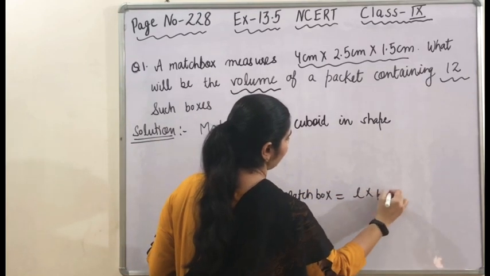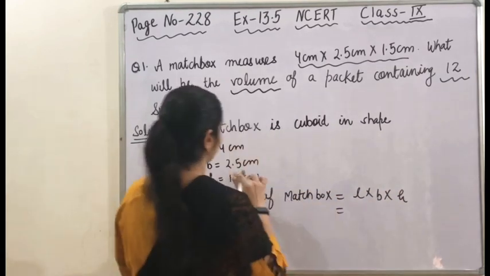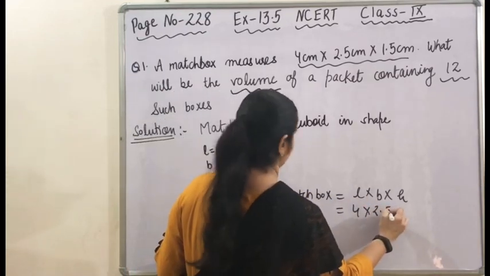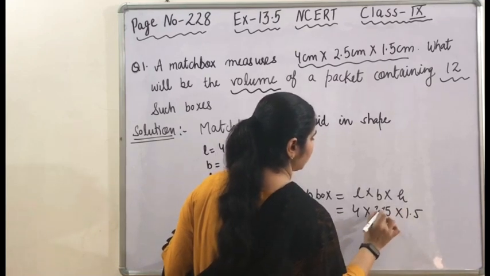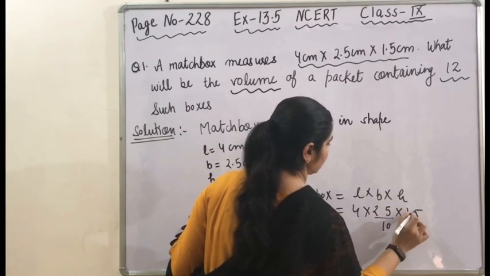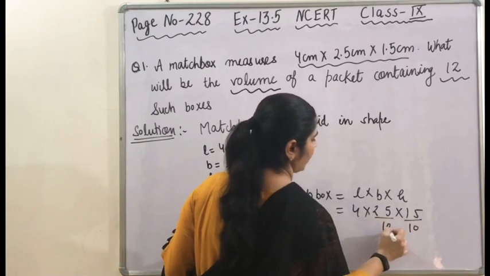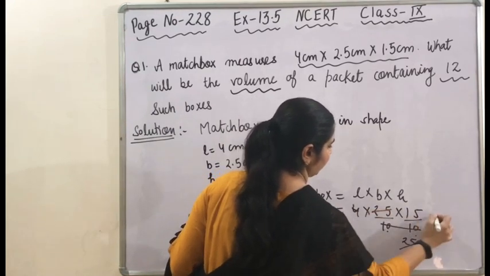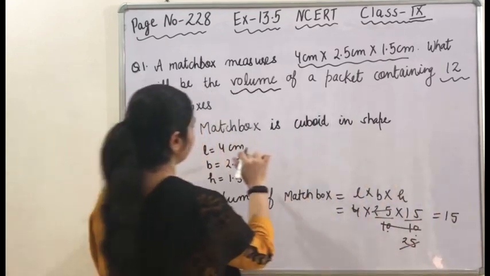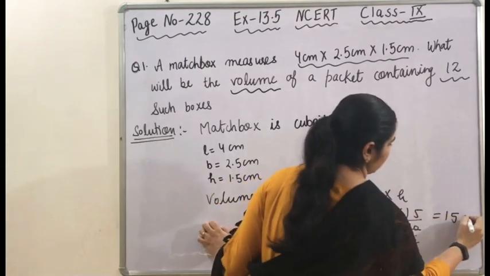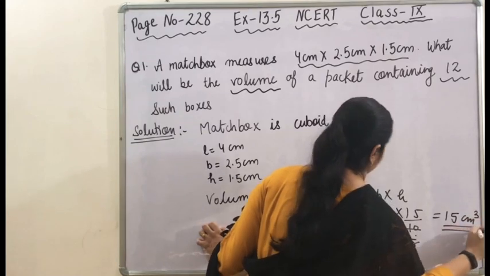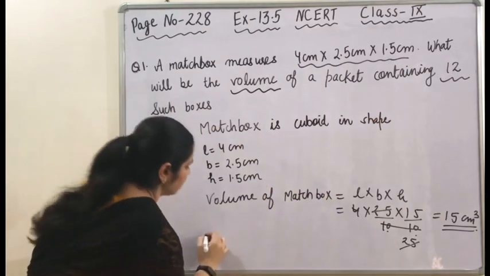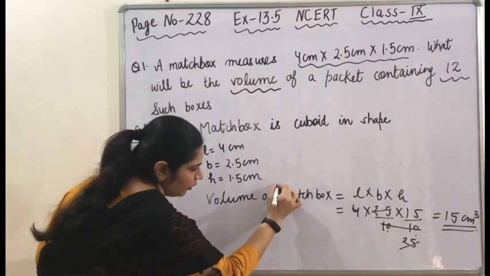We will apply the formula and substitute the values of L into B into H: 4 into 2.5 into 1.5. We will omit the decimal point and put 0 in the denominator, 100. 4 into 25 and 15, and don't forget to write down the unit, which is centimeter cube. The requirement is the volume of 12 such boxes. This was the volume of one box.